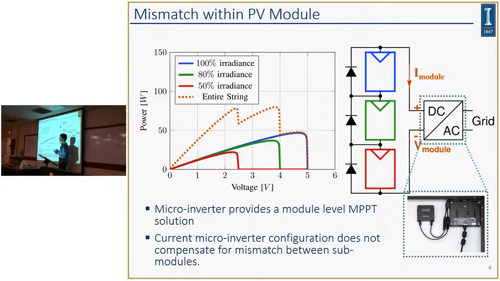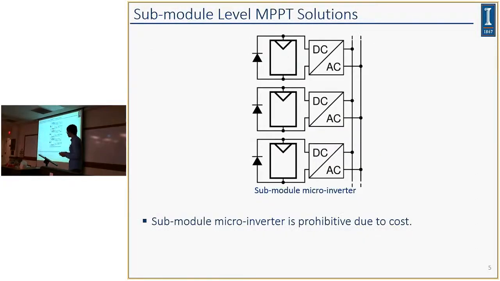The maximum power tracking algorithm of the macroinverter can actually be trapped in the local maximum. I'm going to show an example later to illustrate this point. So how are we going to solve the mismatch problem between submodules?